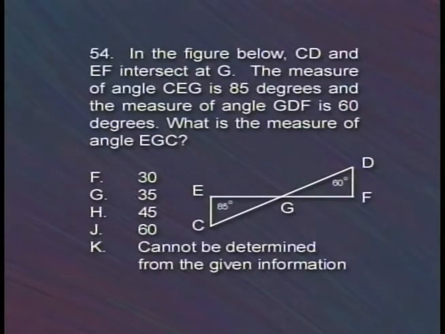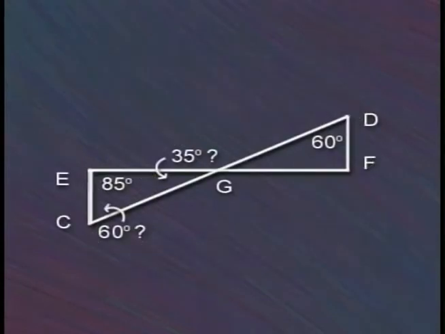Lines DF and EC look like they're parallel, and we're tempted to make angle CEG equal to angle GDF, or 60 degrees, and then solve for angle EGC and get 35 degrees. However, the problem does not state that lines DF and EC are parallel. We cannot assume this fact.